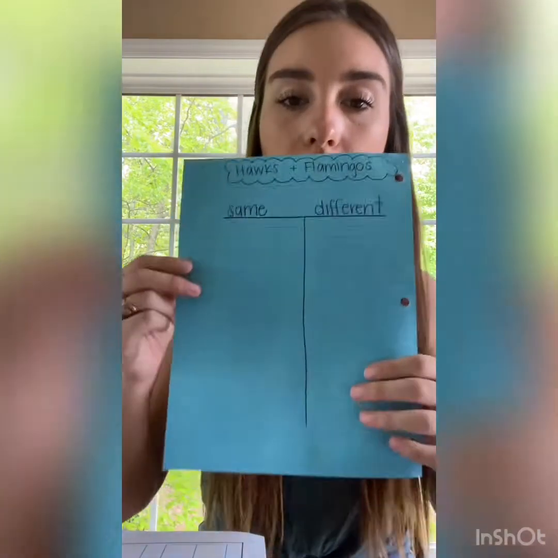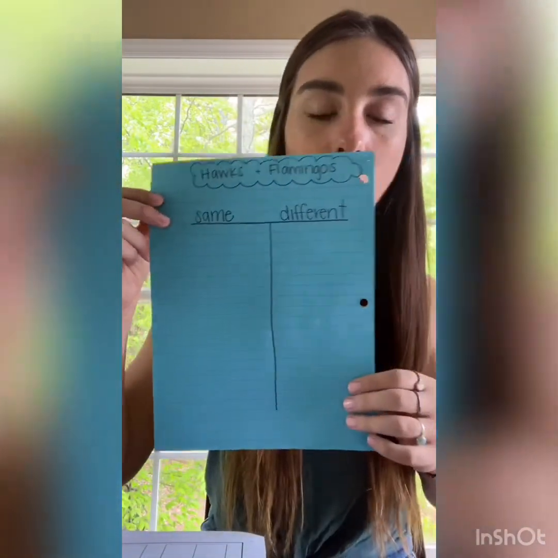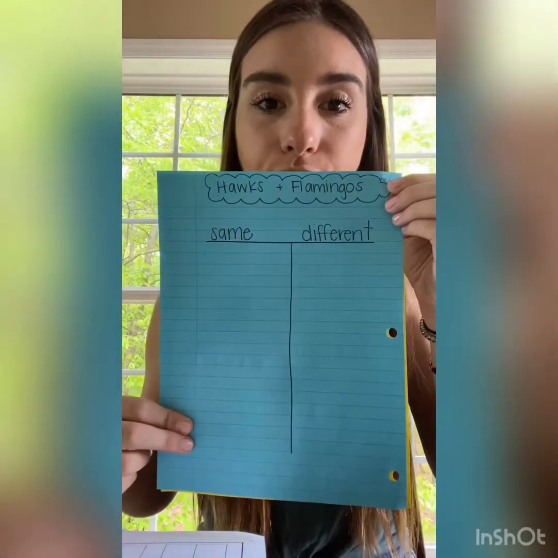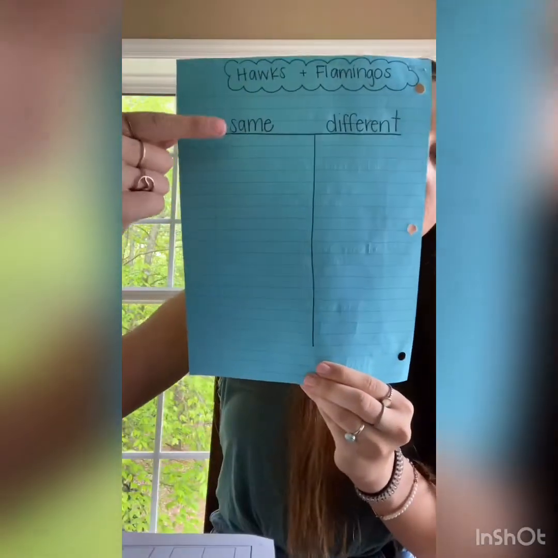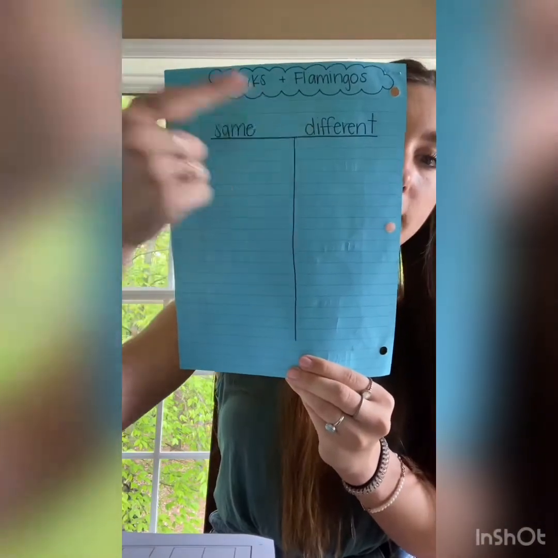And before we look at them, I want you to grab something you can write with and something to write on. So either a pen, pencil, crayon, marker, and a piece of paper. Or if you're keeping up with all your work in a journal, you might want to do it in there. You are going to make a T chart. So you're going to draw your T, and you're going to put same and different.